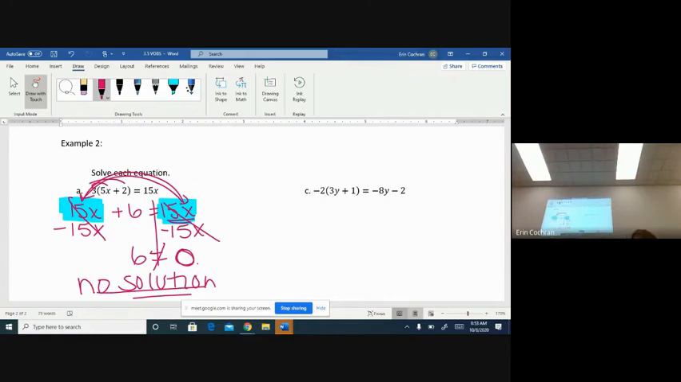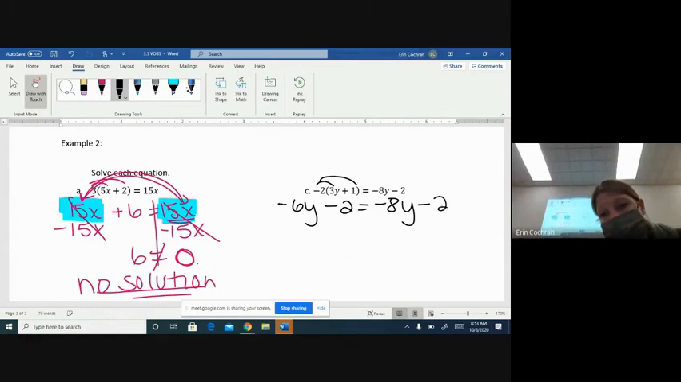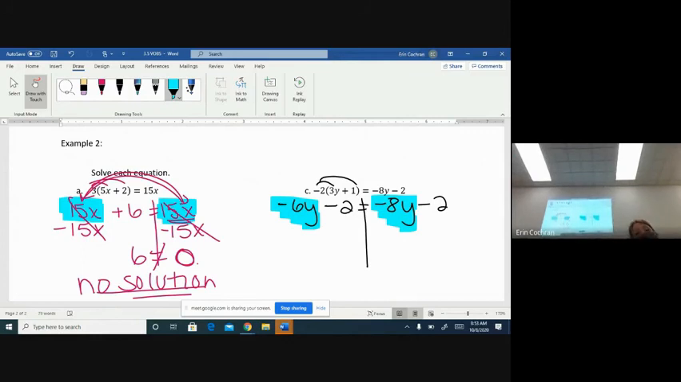All right. C. What would be my first step there? Distribute. And what's negative 2 times 3y? Negative 6y. What's negative 2 times 1? Negative 2, yeah, minus 2. Now, real quick, what do you guys notice about these y's? They're different, right? And they're on different sides. So guess what? You're going to have a solution. Anytime that coefficient and variable is different, you're going to have a solution, okay? So that's a key thing to notice about that, okay?